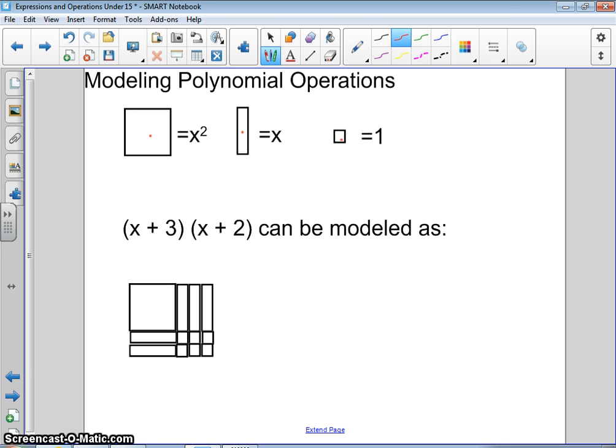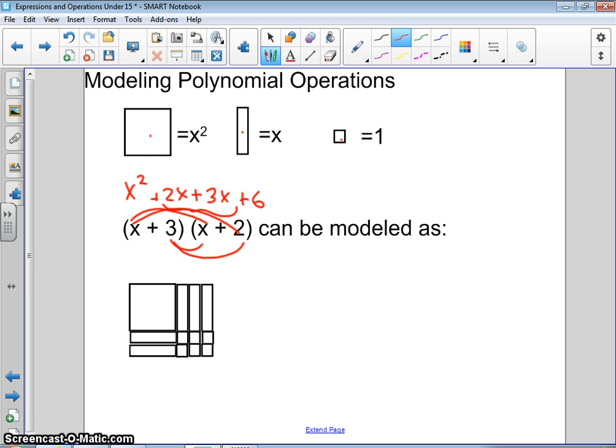Now this is the way that I would work it out. I would just go ahead and multiply it out. X times x is x squared. X times 2 is 2x, and then we'll distribute a 3. 3 times x is 3x, and 3 times 2 is 6.